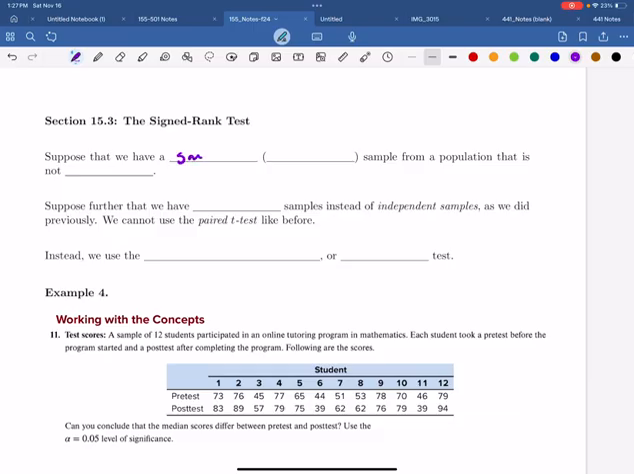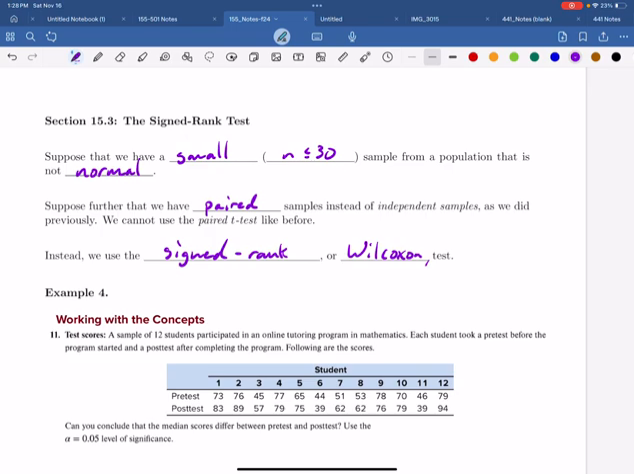All right, next up, signed rank test. So suppose, again, we have a small, which means at most 30, sample from a population that is not normal. And suppose further that we have paired samples, instead of independent samples. Paired data. But we can't use the paired t-test because the populations are small and not normal. However, we can use the signed rank or Wilcoxon test.